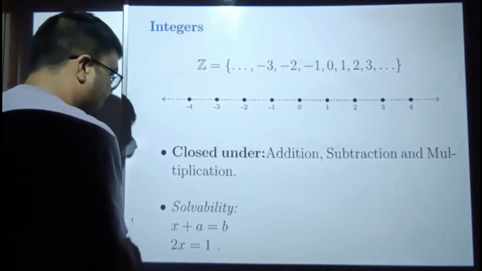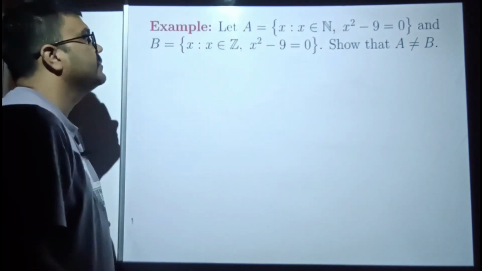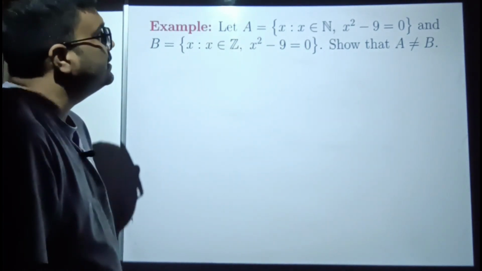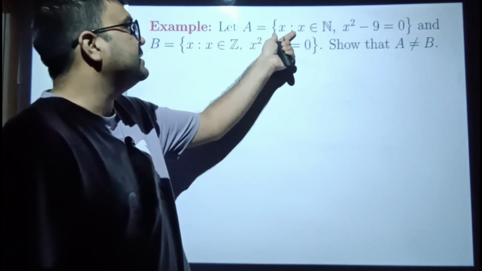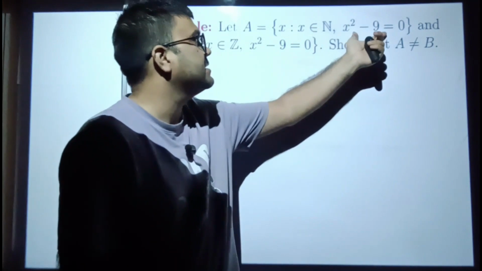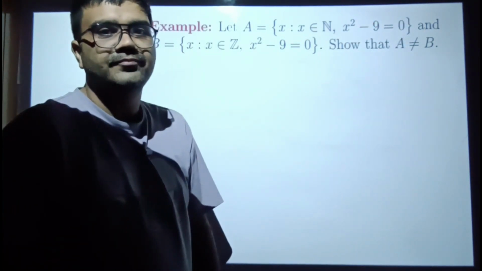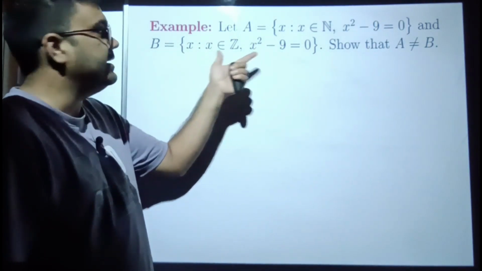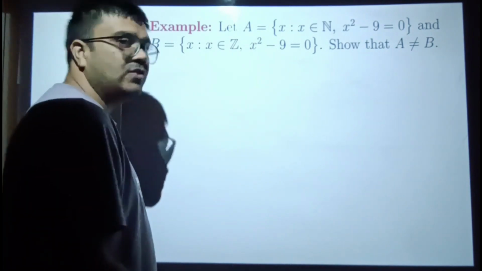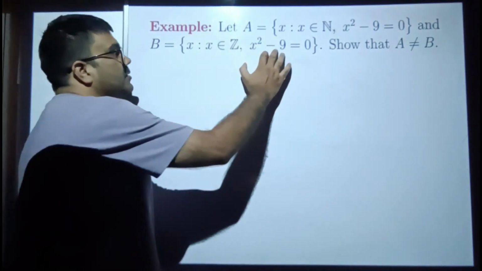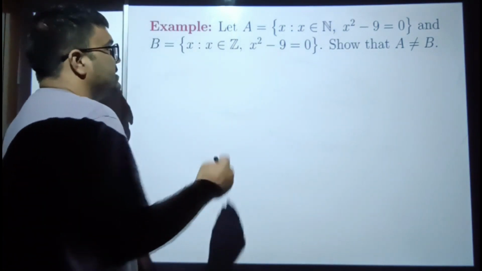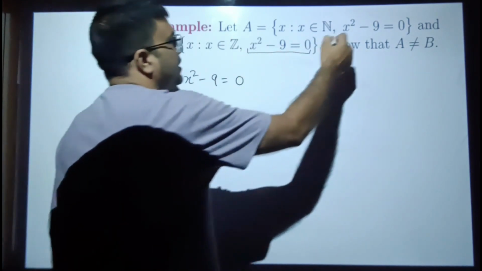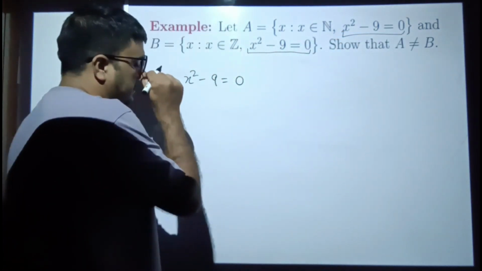Now next we have this example. A set A is given to us and it has elements x such that x satisfies two conditions. One is x is a natural number and x square minus 9 is 0. And second is the set B where we have the elements x is an integer and x square minus 9 is 0. If we look at this condition, it is the same in both these cases. We are saying x square minus 9 is equal to 0. This is a common condition in both these sets.